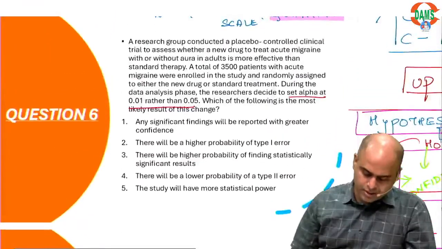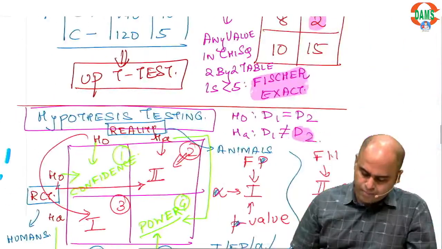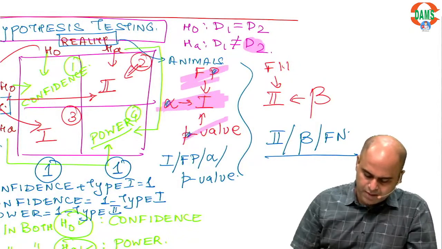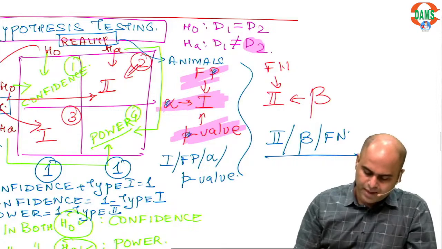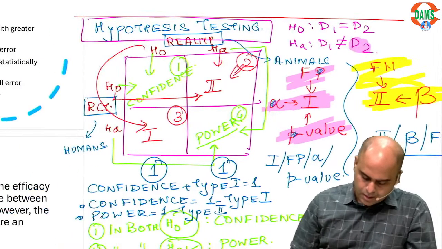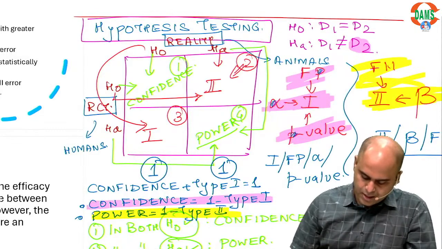In this question, they say they have reduced the alpha. Now, you can see from my mnemonics over here, alpha is related to type 1 error, false positive, p-value, whereas beta is related to type 2 or false negative. Power is 1 minus type 2. Confidence is 1 minus type 1.